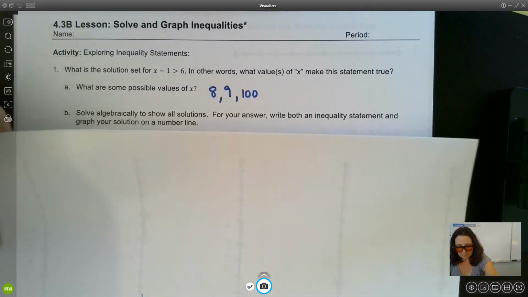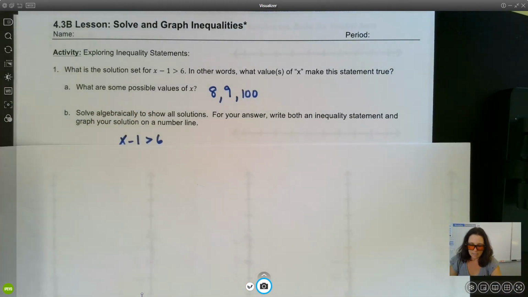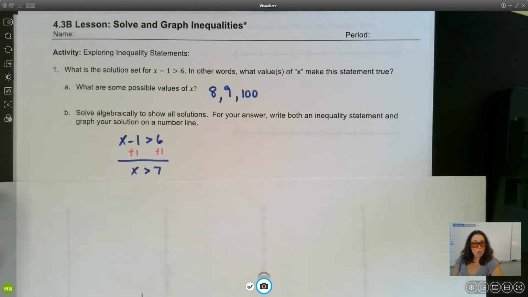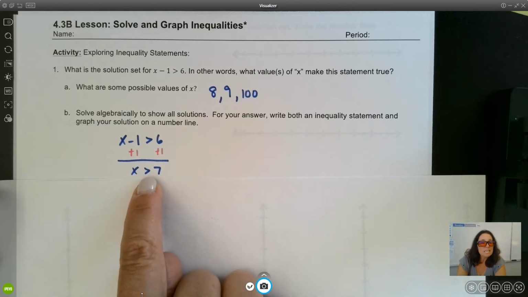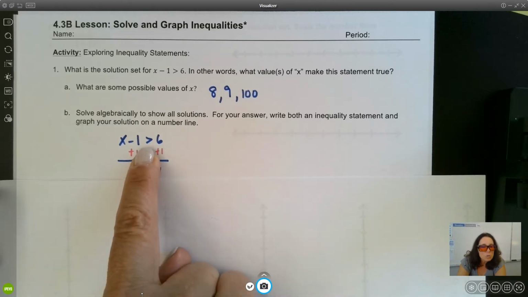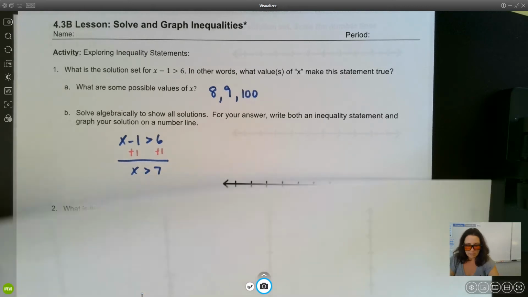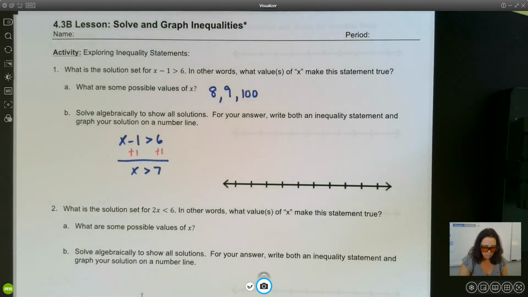All right, now to solve algebraically, we're going to do exactly what we did when this was an equal sign. Exactly. Okay, so we add 1 to both sides by the additive inverse property, or the inverse of addition. Okay, and then we get x is greater than 7. Please do not put an equal sign here. This is not equals. This is greater than. There are many answers to this problem. Okay, and that's where I got the phone call and had to bail out.